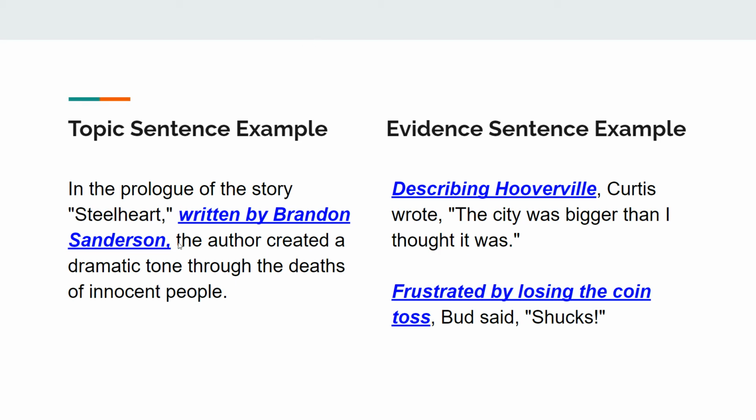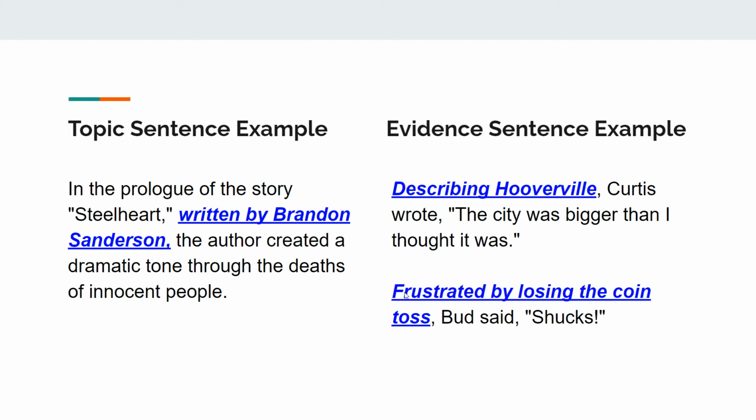But what you should notice is written by Brandon Sanderson. That's a participle phrase. So we went through and we're adding a participle phrase here in every topic sentence that we write. So that's a very nice shortcut for you guys to make sure that you have a participle phrase, which will make your writing a little bit stronger. You probably have about 2 participle phrases in a paragraph. 2 participle phrases is usually a good amount.